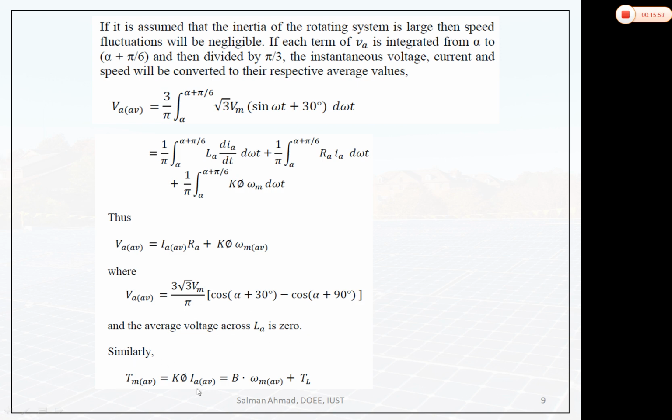So we can substitute the average current to find the average motor torque. The average motor torque is K phi Ia average. We have to substitute here. That will be B omega m average plus the useful load torque.